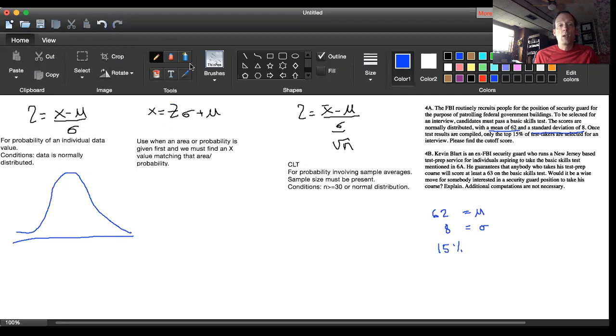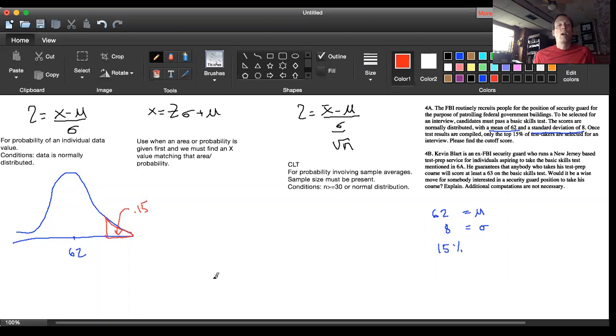What I can go ahead and label is my population average, which is 62. So I'm going to put that down right here. And the only other thing I could label right now is the top 15% of my area. So I'm going to shade in the top 15%. This is what I need to find.